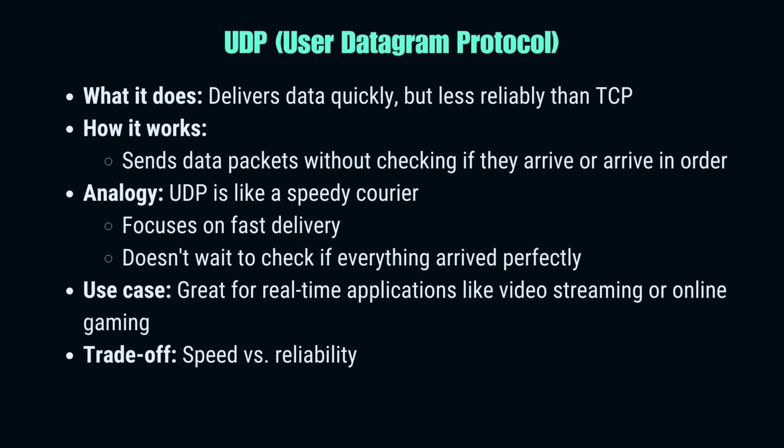Imagine a speedy courier who delivers messages as fast as possible without stopping to make sure everything is perfect. This approach is great for real-time applications where speed is more important than accuracy, like video streaming, online gaming, or live broadcasts. With UDP, you might lose a packet here or there, but the overall experience is smoother and faster. The trade-off with UDP is that while it's quicker than TCP, it doesn't guarantee that all the data will arrive intact or in the right sequence, making it ideal for applications where some loss is acceptable.